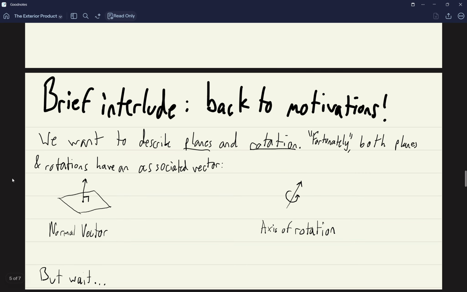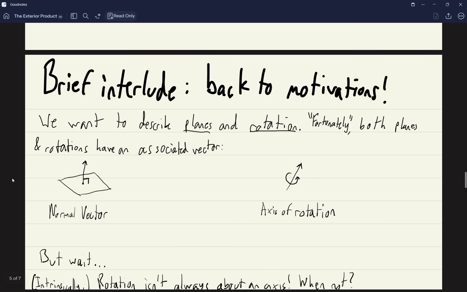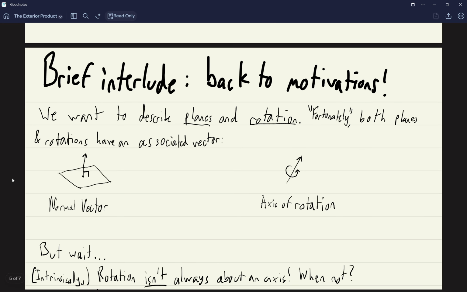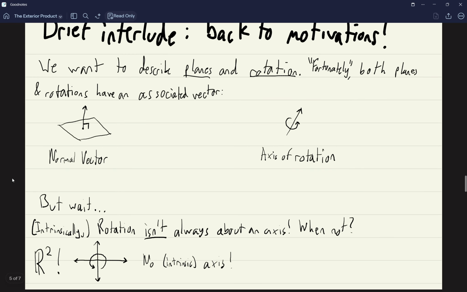Seems okay, but as it turns out, if you think about it, rotation isn't always about an axis. And in fact, planes don't always have normal vectors, at least if we look intrinsically. So when not? Well, in R2. Because in two dimensions, we don't have a third axis for that extra normal vector or for that axis of rotation. So rotation just happens in R2. And the plane just is R2, right?